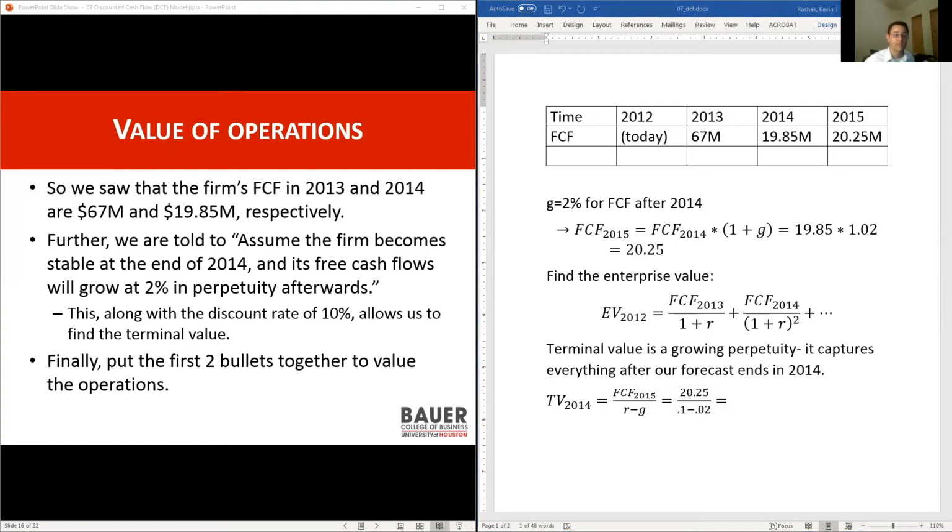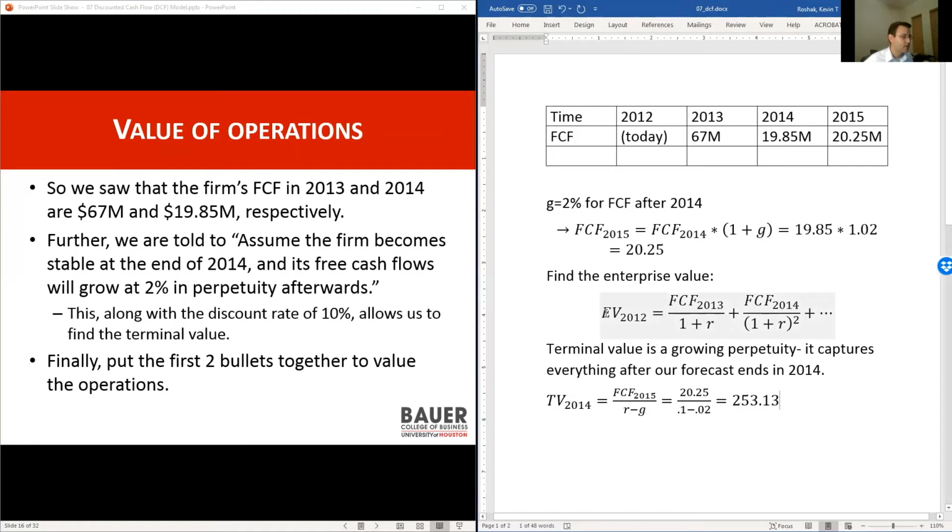We're going to get 253.13. We don't need to know anything after 2014. Once we calculate this terminal value, that's picking up everything that's happening after 2014. So we don't need to touch those cash flows anymore.